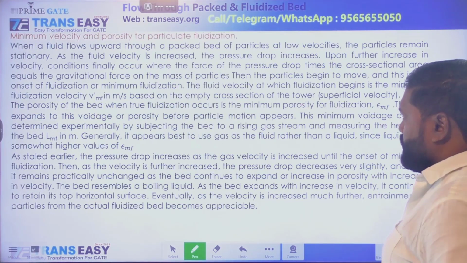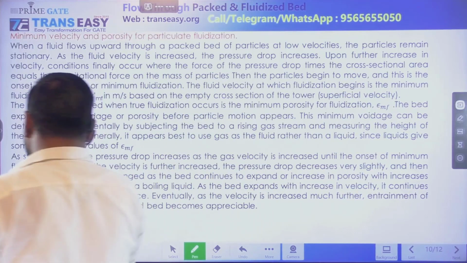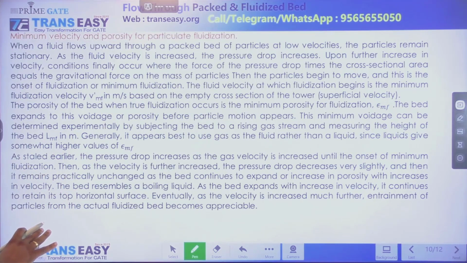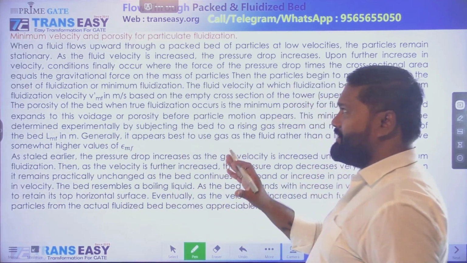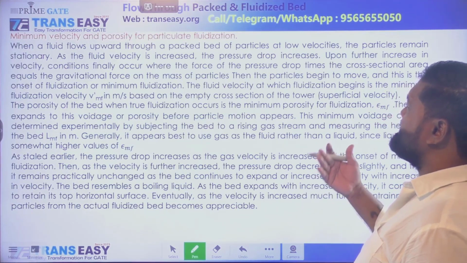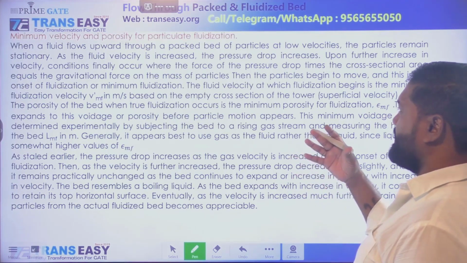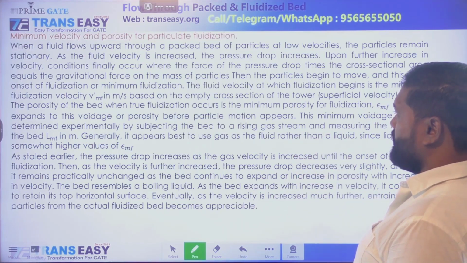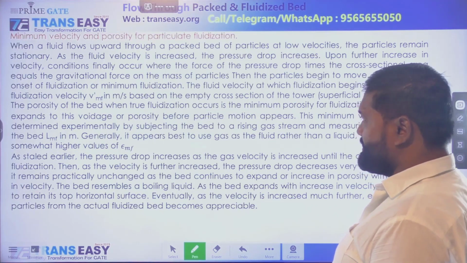Minimum velocity and porosity for particulate fluidization, everything I have already discussed. Just read out these statements. When a fluid flows upward through a packed bed of particles at low velocity, particles remain stationary. As the fluid velocity is increased, the pressure drop increases. Upon further increase in velocity, a condition finally occurs where the force of the pressure drop times the cross-sectional area equals the gravitational force on the mass of the particle. Then the particles begin to move, and this is the onset of fluidization or minimum fluidization.